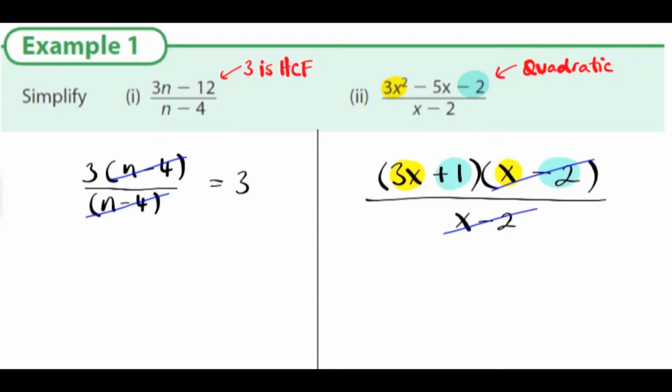So now, since x minus 2 is a common factor above and below, it cancels out, equals 1. So we're left with 3x plus 1. And that's the simplified version of the fraction.